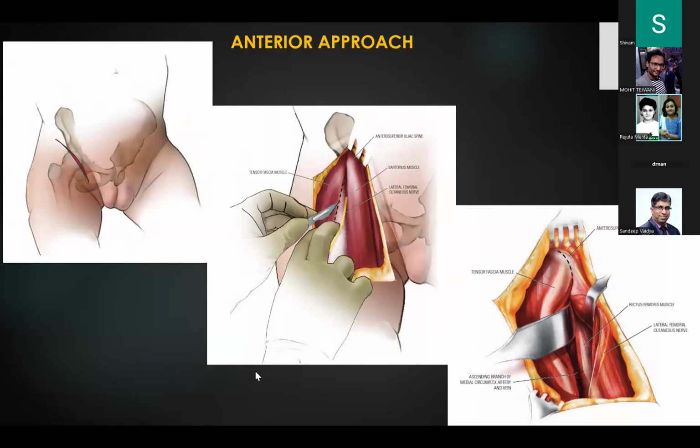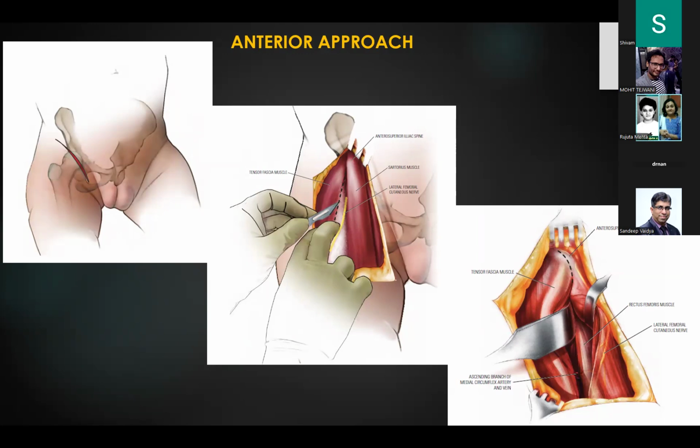The anterior approach is the standard Smith-Peterson approach that we take. So here the incision is a bikini incision that we take about a centimeter distal to the anterior superior iliac spine. This is centered over a line that goes from the ASIS to the center of the patella. So it has to be equidistant on either side of this. And after taking our routine skin and subcut, we basically identify a color difference between the TFL and the sartorius and develop a plane through this internervous plane.